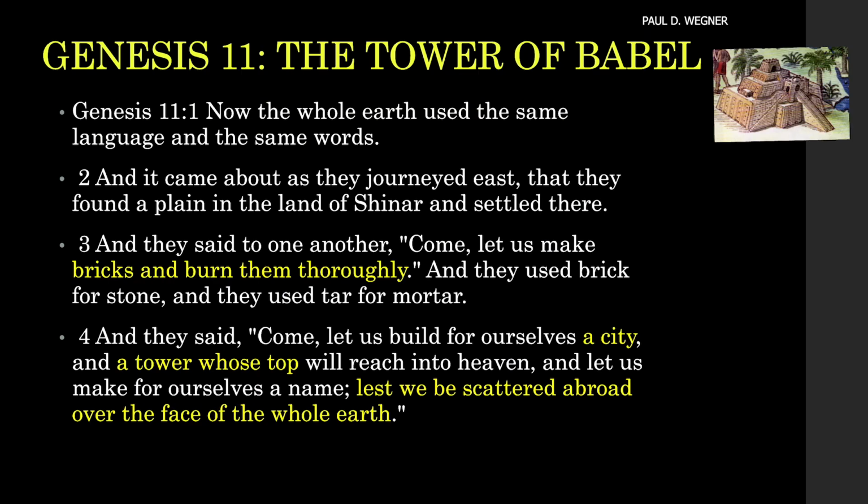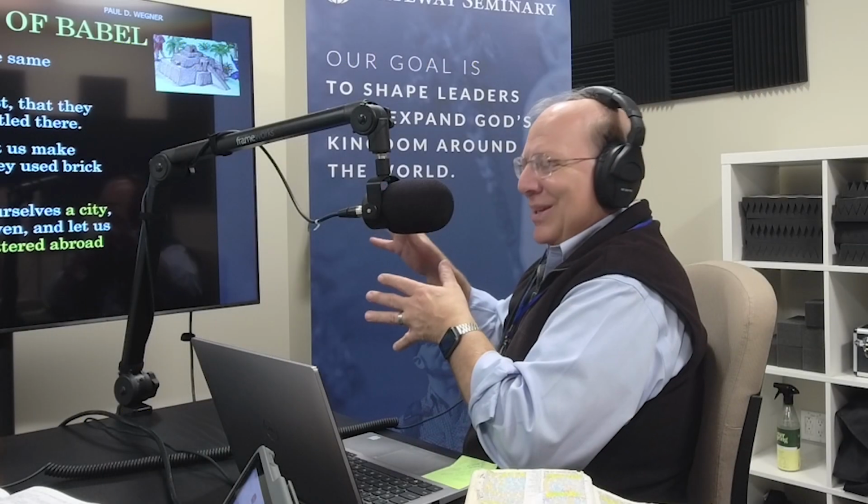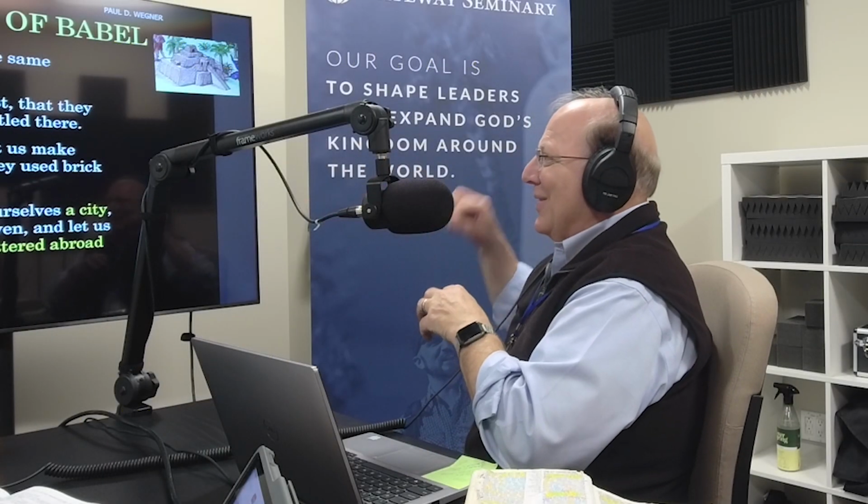Yeah. Then we got Genesis 11. So now we're at the Tower of Babel. Genesis 11:1, "Now the whole earth used the same language and the same words, and it came about as they journeyed east that they found a plain in the land of Shinar and settled there. And they said to one another, 'Come, let us make bricks and burn them thoroughly.' And they used bricks for stone, and they used tar for mortar." All of those fit really well. Well, let's read the next one. Then I want to show you some things.